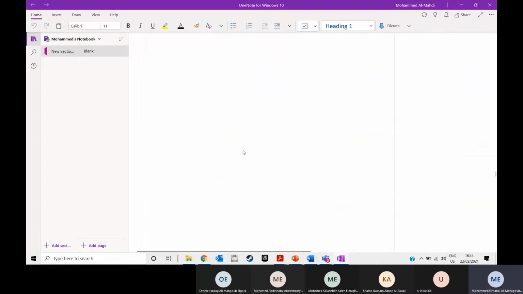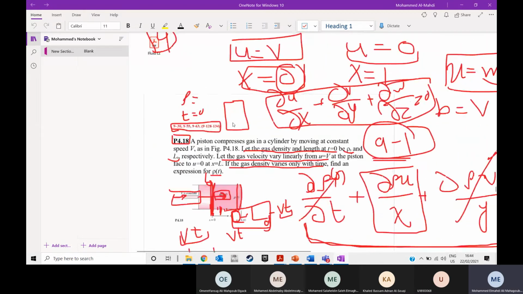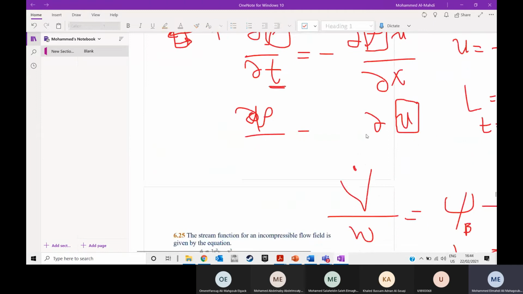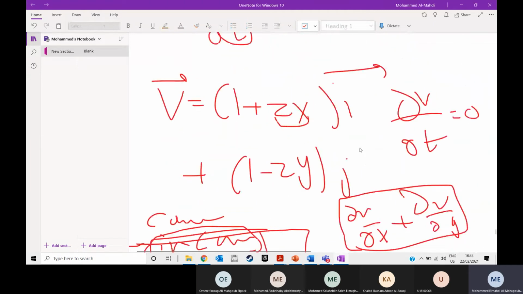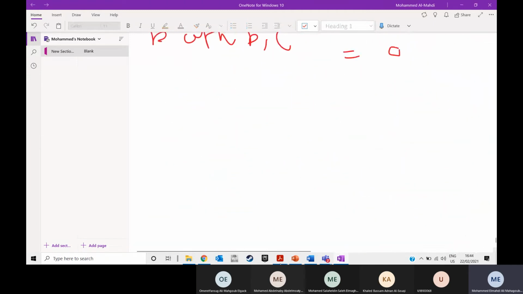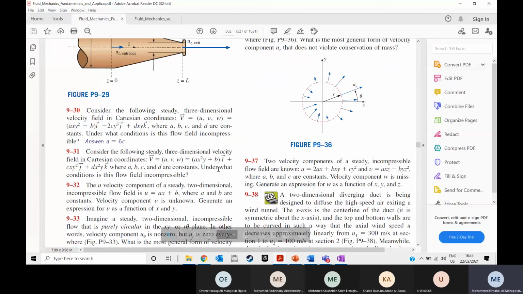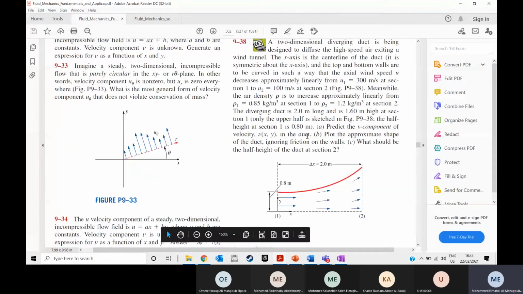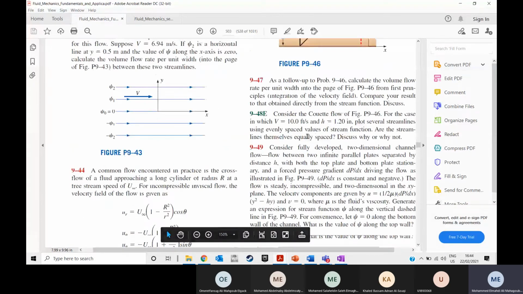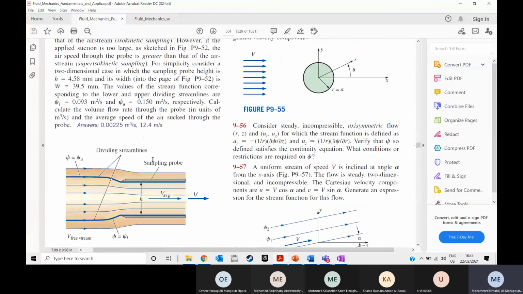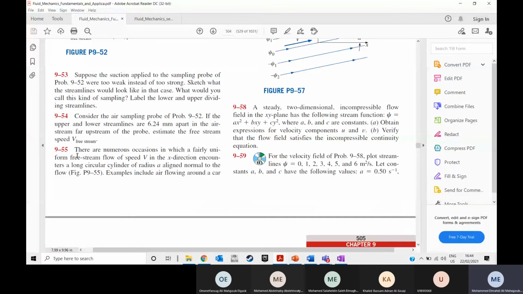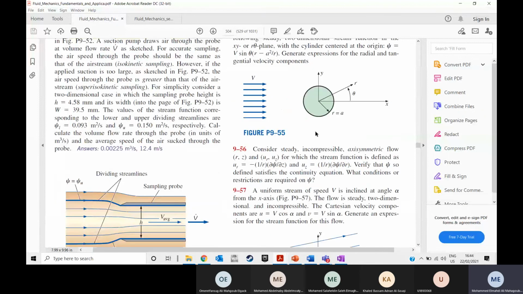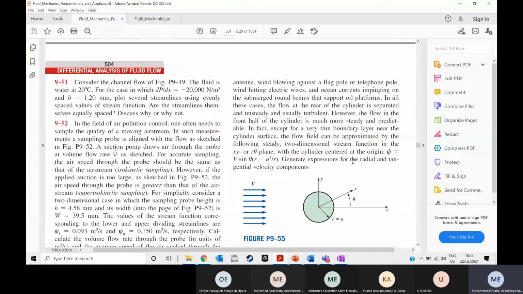What is it? Yes, we have question 955, question 955 in Jingle's book. Yes, there are numerous occasions, and so on until the end. We now have the psi. So generate an expression for the radial and the tangential velocities.